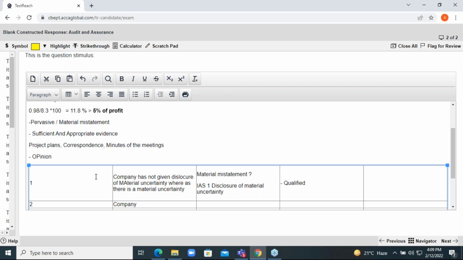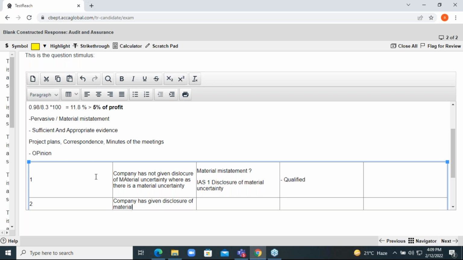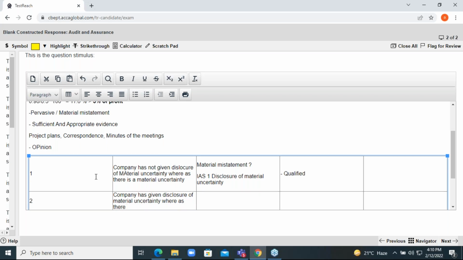The company has given disclosure of material uncertainty, whereas there is a material certainty.